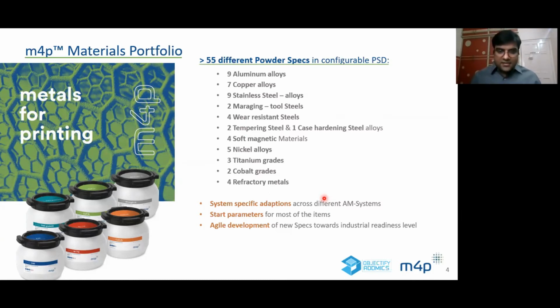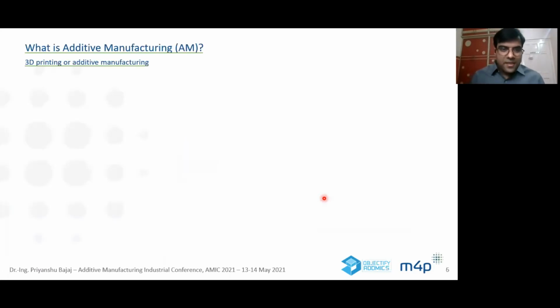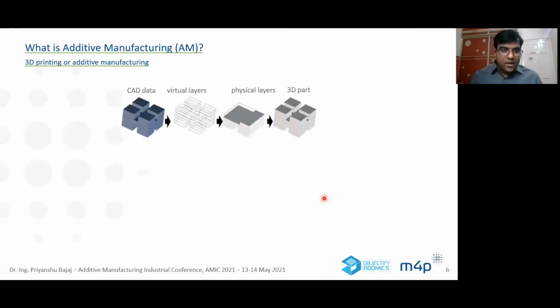But in any case, when you need new alloys, that process is also really fast with us. So we approach things in a so-called agile development approach. But let's move on to more interesting stuff and start with additive manufacturing or 3D printing. Why is it? What is it?